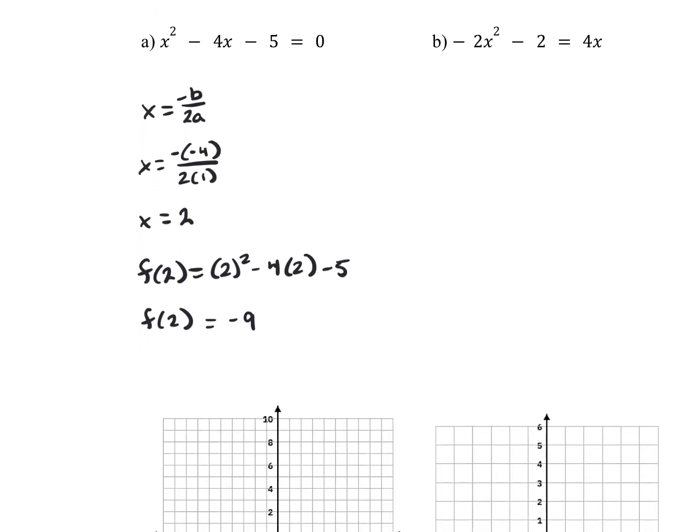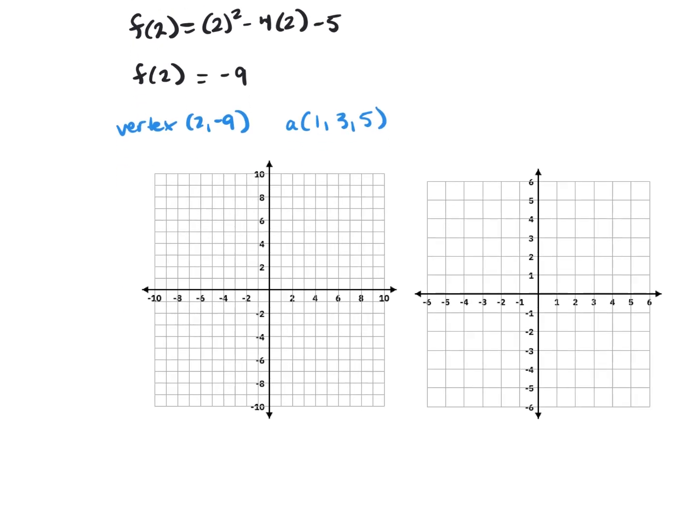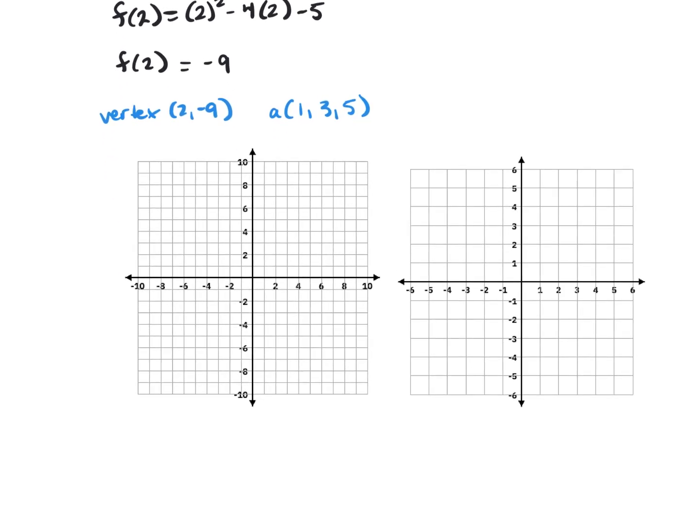All right, so we can see that our vertex is (2, -9). And then for that vertical growth pattern that we learned earlier, it's a times 1, 3, 5. And in this case, our a value is 1, so it's just a 1, 3, 5 vertical growth pattern. So let's start with our vertex.